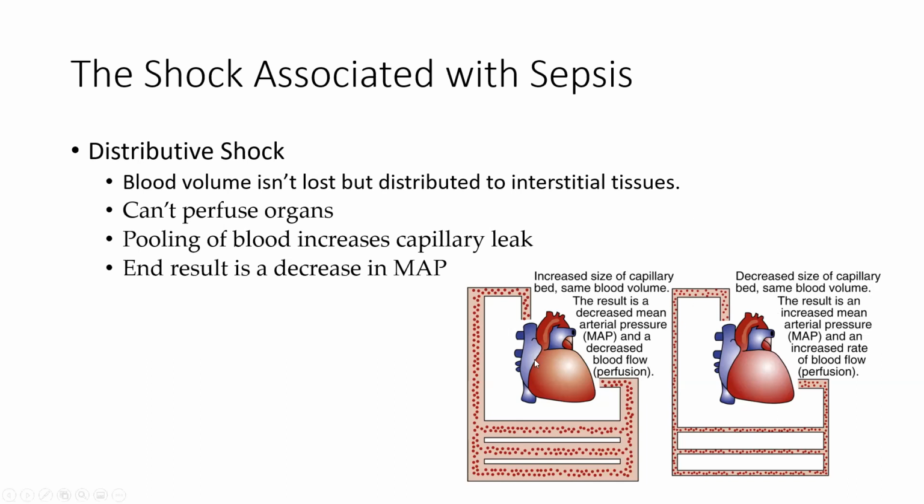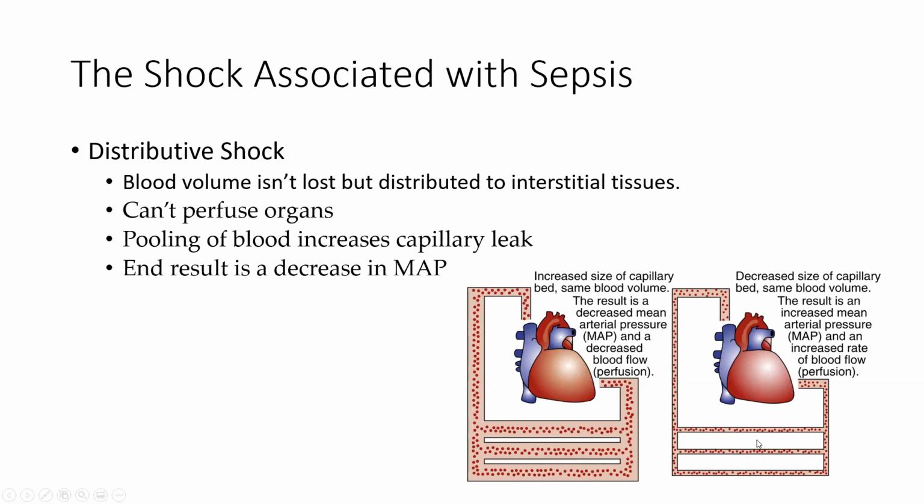And then our end result is what it says on the slide. So this picture right here shows increased size of the capillary bed. So we're vasodilating out for whatever reason, or it's seeping in, or we have capillary leak. The result is a decrease in our mean arterial pressure, and you have a decreased blood flow, obviously. You have decreased perfusion to organ tissues, vital organs.